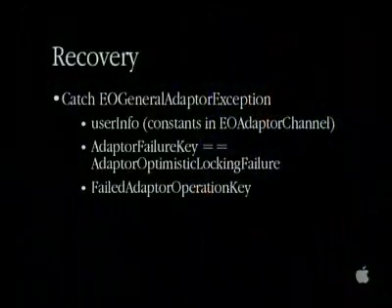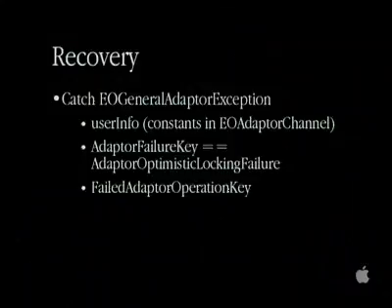Okay, finally, you may have tried to avoid optimistic locking failure, but somebody else got in there and changed the data. Now you want to recover from it. All right, so you need to catch this EOGeneralAdaptorException. Then you're going to have to drill down a bit and investigate what happened. Take a look at the user info. There are a number of constants defined in EOAdaptorChannel.